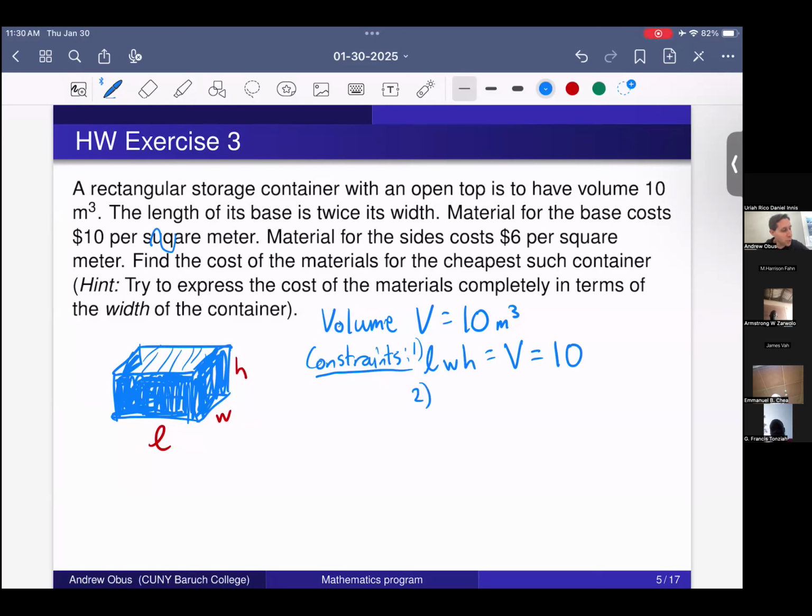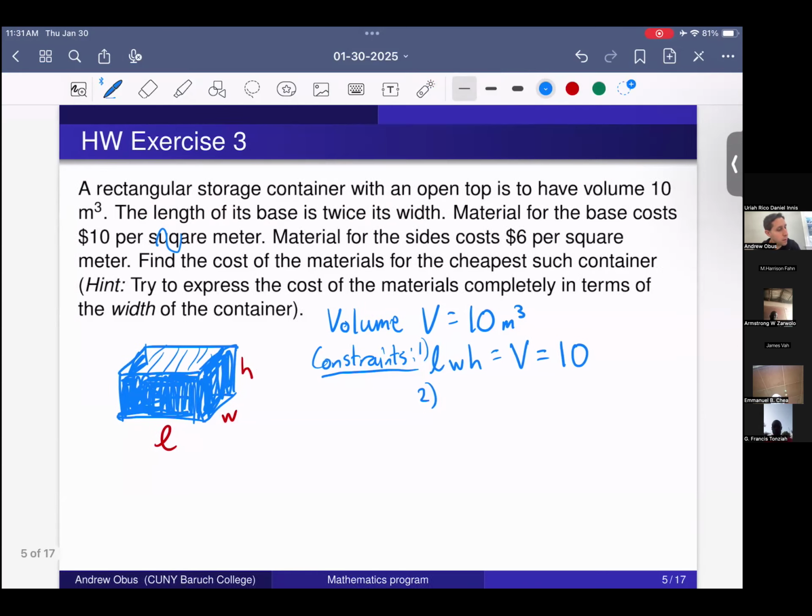What's constraint number 2? That's also in the problem. The volume is 10 meters cubed. Here we say the length is twice the width. How do we write that as an equation?